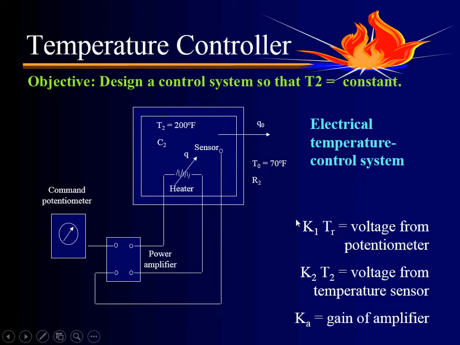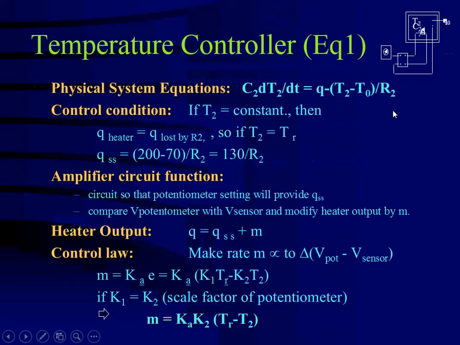This one is a first order system, because the derivative that controls the behavior of this oven is only a first order equation. So in this case, the control condition is that T2 should be constant. So if we look at the heater, Q of the heater should be equal to the lost energy. So Q steady state would be the difference in temperature divided by the resistance.